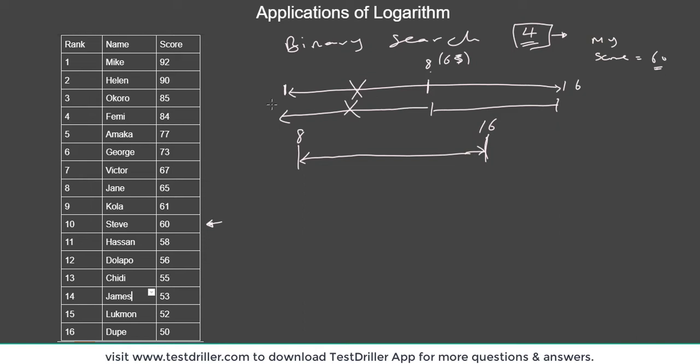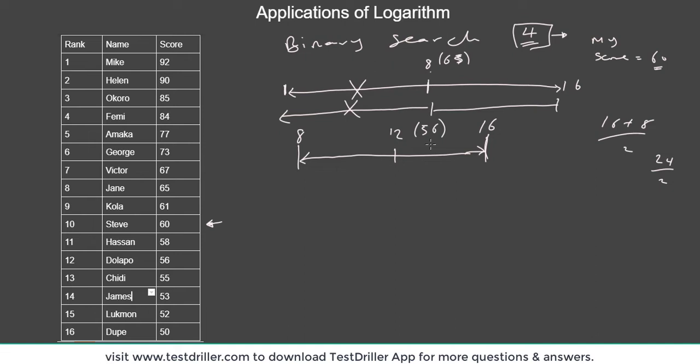So now, what next? We look at the midpoint of this. To get the midpoint of 8 and 16, you just add them up and divide by 2, and that will give you 24 divided by 2, and that's 12. So we are going to guess 12. I'm going to tell the teacher that my position is 12. That's the next guess I'm going to make. So this is my second guess, right? But then the teacher will tell me, oh, 12 is not your position because the score is 56.